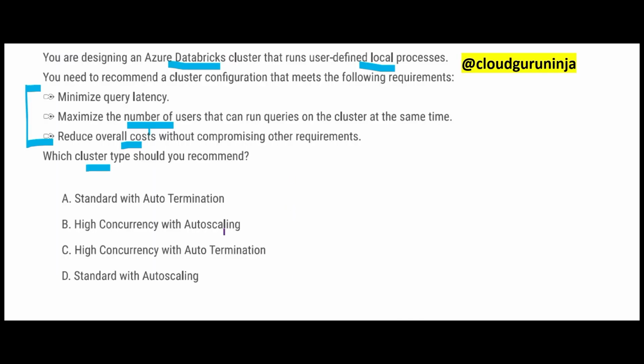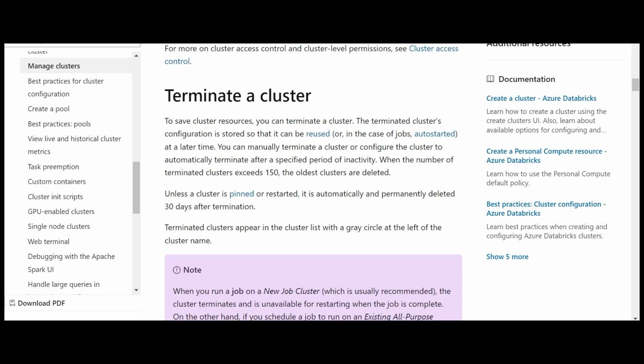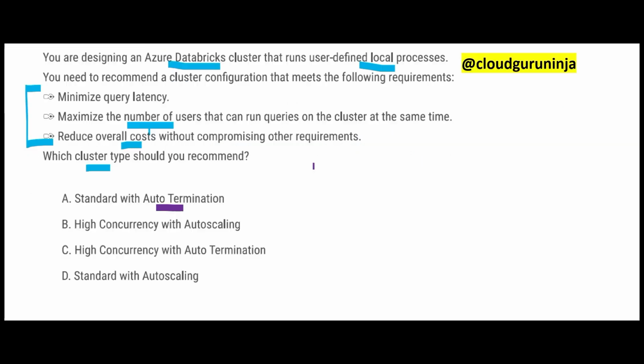Let us scan through the options first and see the keywords. Auto termination. What does auto termination mean? It means it will terminate a cluster if it is not in use. If nobody is using it, just kill it. So where will it help? It will help you to reduce your overall cost. Great. Where will it not help? Listen to me. It will not help you with the second requirement.